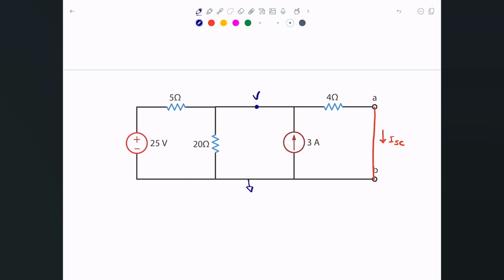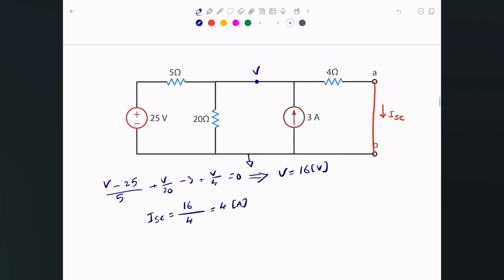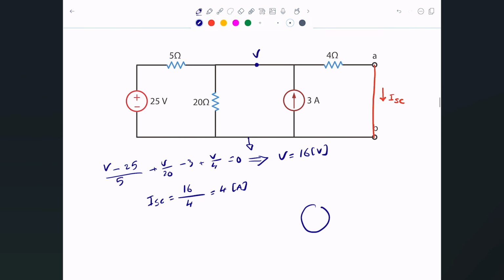Okay, so that nodal analysis will be (V minus 25) divided by 5 plus V divided by 20 minus 3 plus V divided by 4 equals 0. Again, this is not open circuit, so that 4 actually has some current in it. So I have to incorporate it, and you'll figure out what the value of V is. I found that answer to be V is simply 16 volts. I short circuit is simply 16 volts divided by 4, which is just 4 amps. Okay, so we know that now. So based on the rule, remember, we found what V Thevenin is.